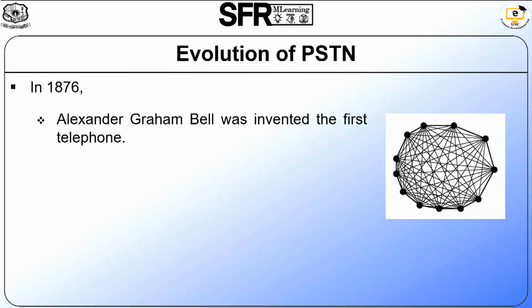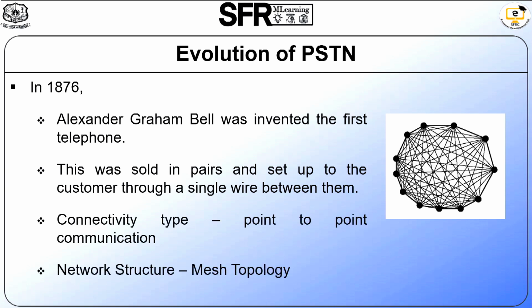Next, evolution of PSTN. In 1876, Alexander Graham Bell invented his first telephone, which was sold in pairs, and the setup was through a single wire between them. If a telephone owner wanted to talk to other telephone owners, he needed separate wires to connect to all other telephone systems. The connectivity type is point-to-point communication. The structure of the network is mesh topology. Here, the diagram represents the fully interconnected network.